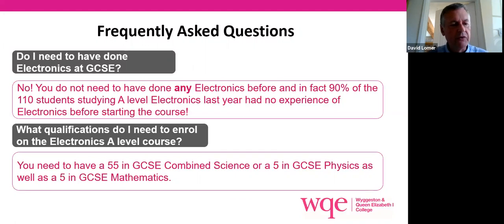So the last question, which I think is really quite important, is what qualifications do you need to enroll on the electronics A-level course? The grades are there quite clearly. You need a double 5 in combined science, or a 5 in GCSE physics, and you need a 5 in GCSE maths. And then for English, you need the basic college requirement for English, which is a 4. So that gives a bit of flexibility there.